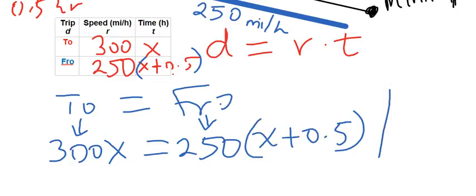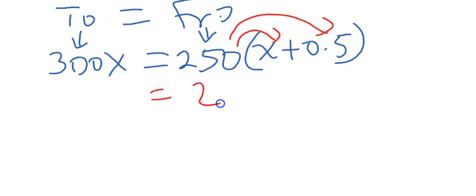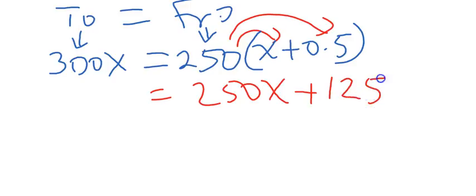Now we're going to just solve the equation. Sorry, let me erase that. So let's solve the equation to find x, because x will give us the time, and from there we find the distance. So first of all, distribute this. So this is 250 times x, which is 250x, plus 250 times 0.5. Plug it in your calculator. What is it? 125. Yeah. Someone check it? It's right.